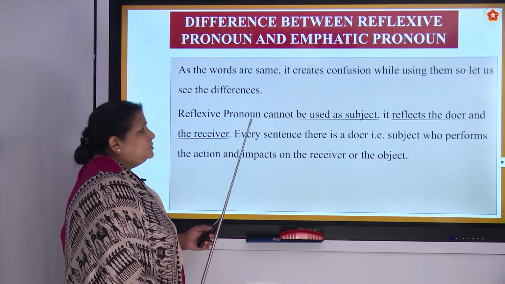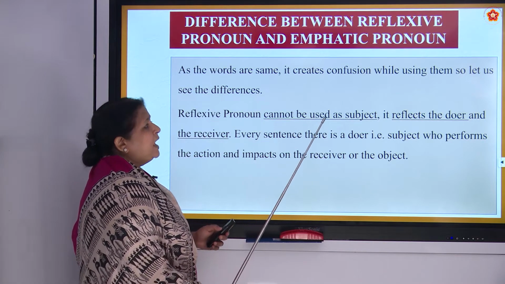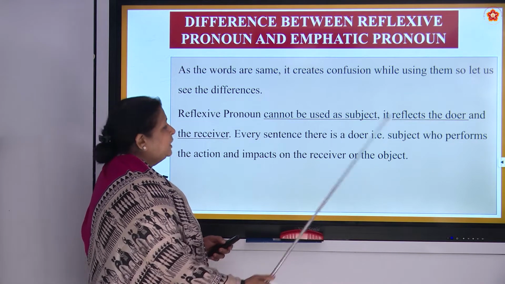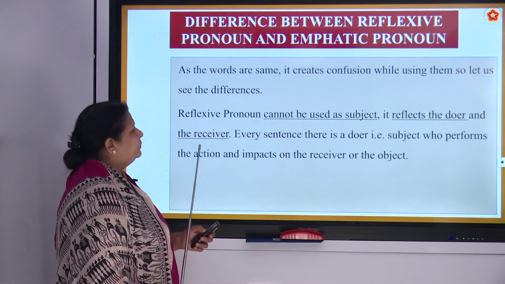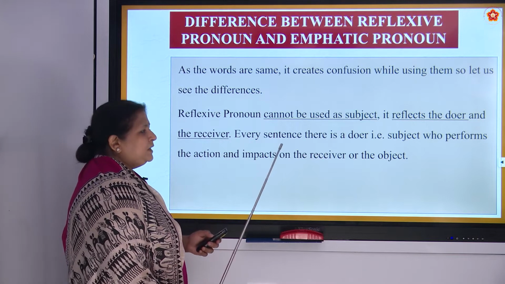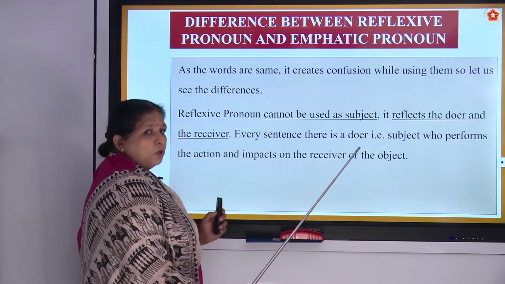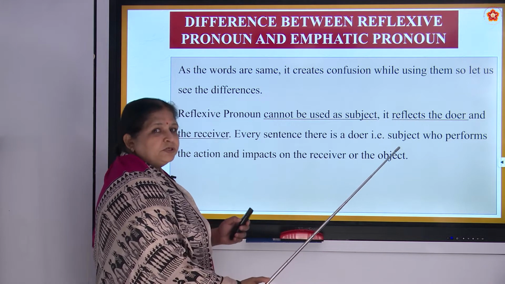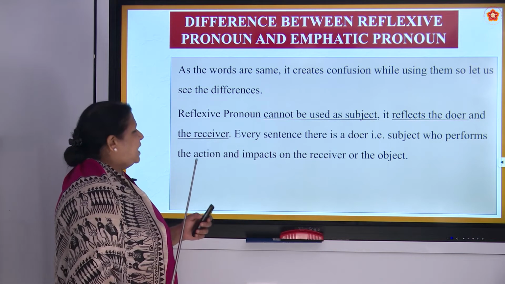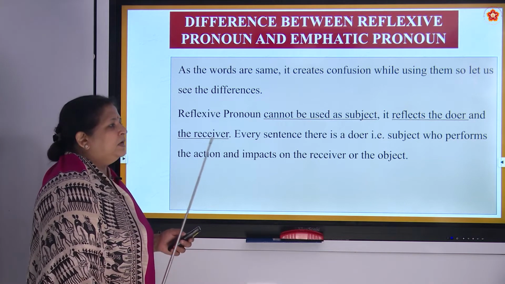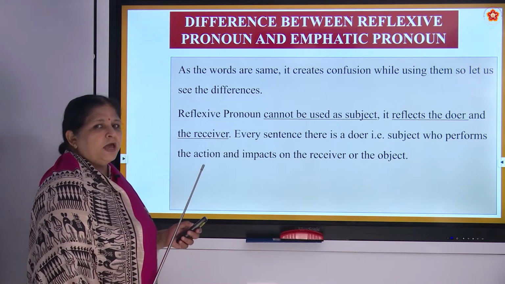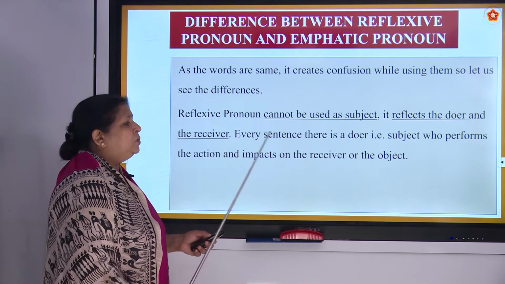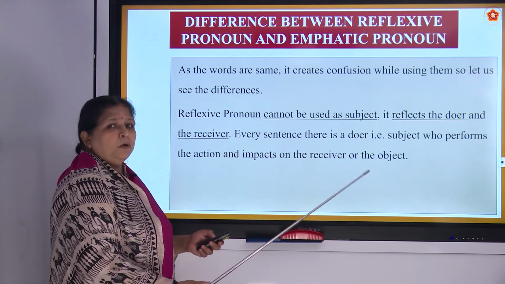Reflexive pronoun cannot be used as subject. It reflects the doer and the receiver. In every sentence there is a doer, that is called the subject, who performs the action, and impacts on the receiver or the object.